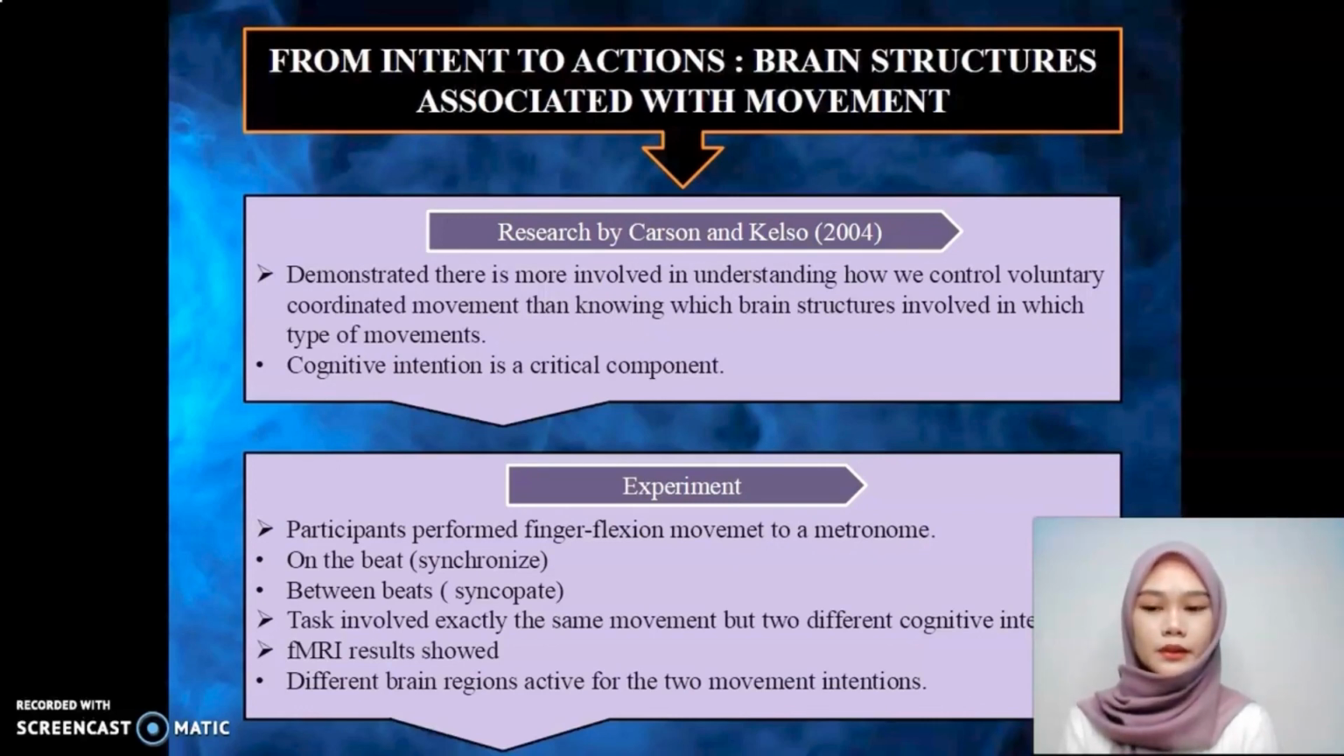In the experiment, participants performed finger flexion movement to a metronome. It follows on the beat, which is synchronized, or from between beats, syncopated. The tasks involve exactly the same movement but two different cognitive intentions. The MRI result shows different brain regions active for the two movement intentions.